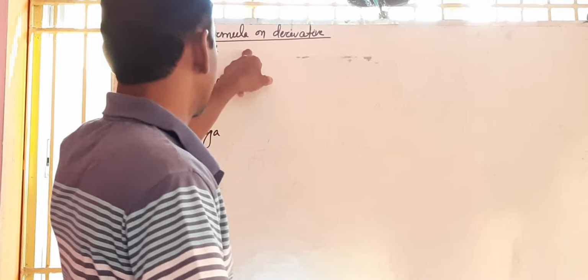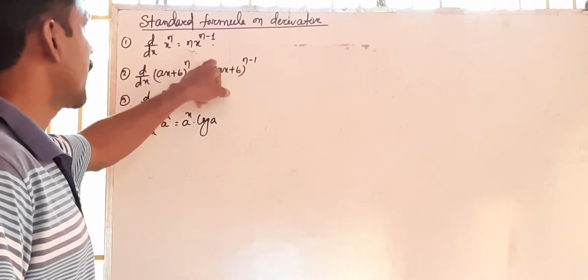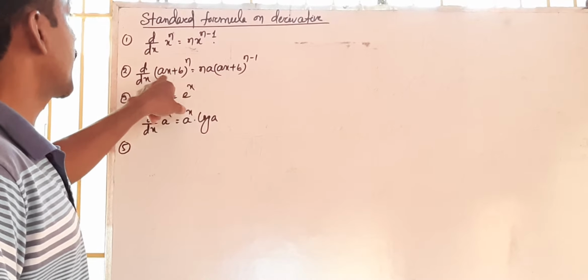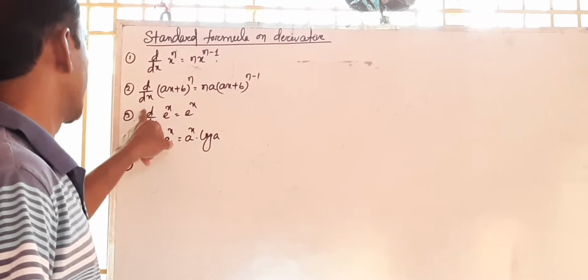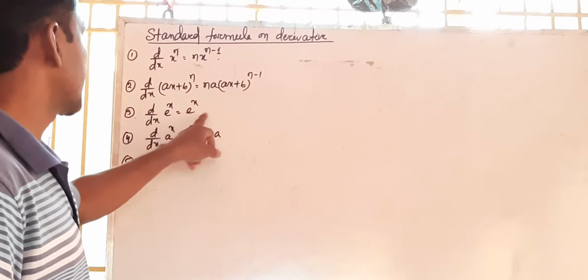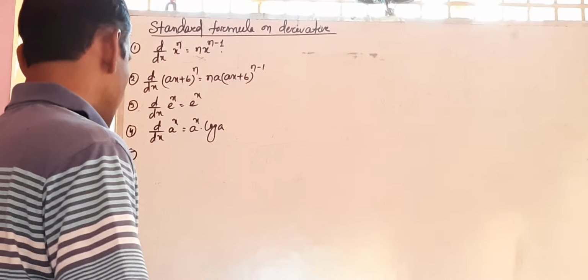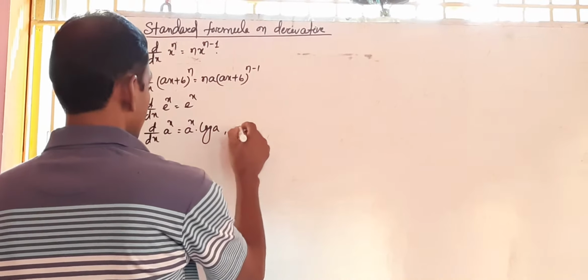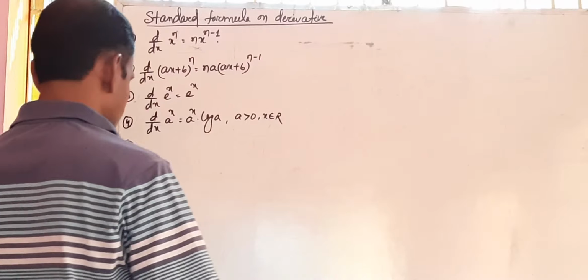So these are some standard formulas. First, derivative of x to the power n is n into x to the power n minus 1. Derivative of (x plus b) to the power n is n into (x plus b) to the power n minus 1. Derivative of a to the power x is a to the power x into log a. Here a is greater than 0 and x belongs to R.